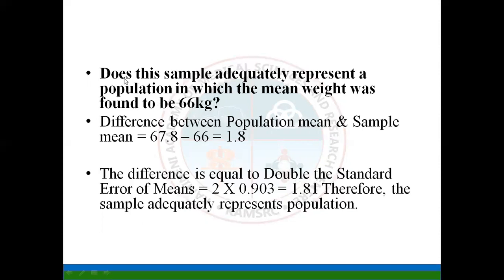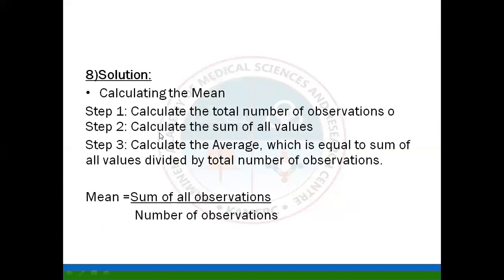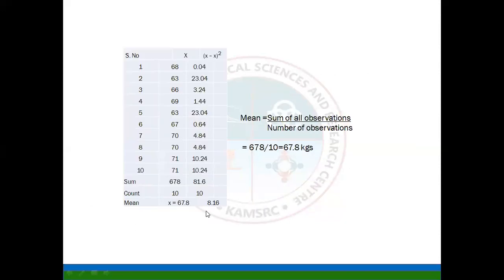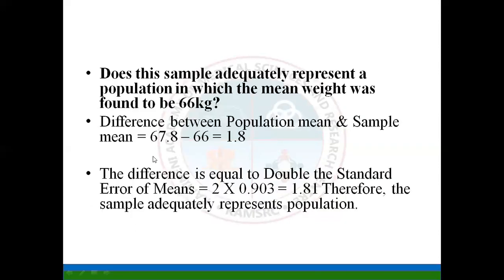So the conclusion: does the sample adequately represent a population in which the mean weight was found to be 66 kgs? First, the difference between population mean and sample mean. Population mean, the one which they have given in the question, is 66 kgs. Sample mean is 67.8 kgs. So the difference is 1.8.